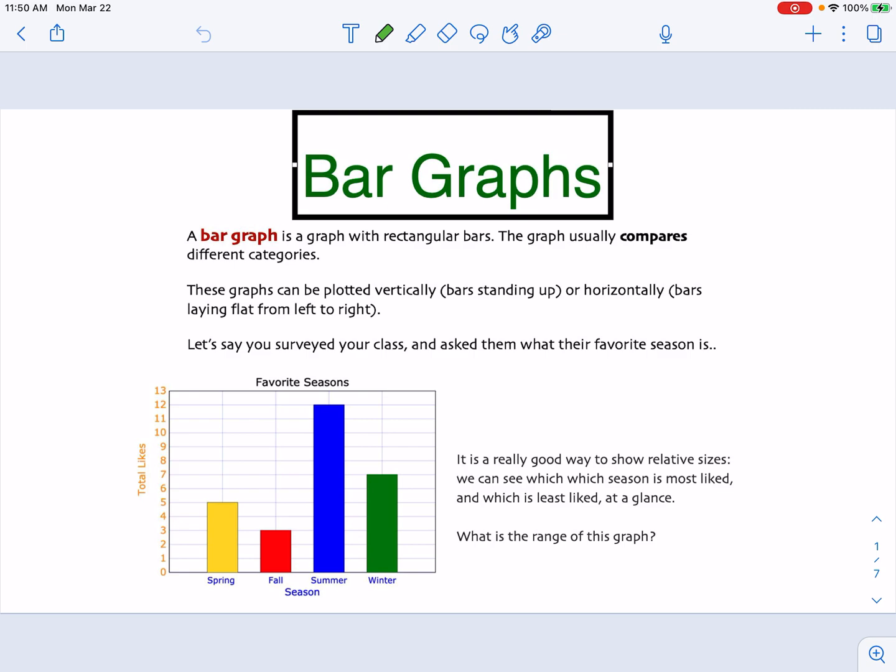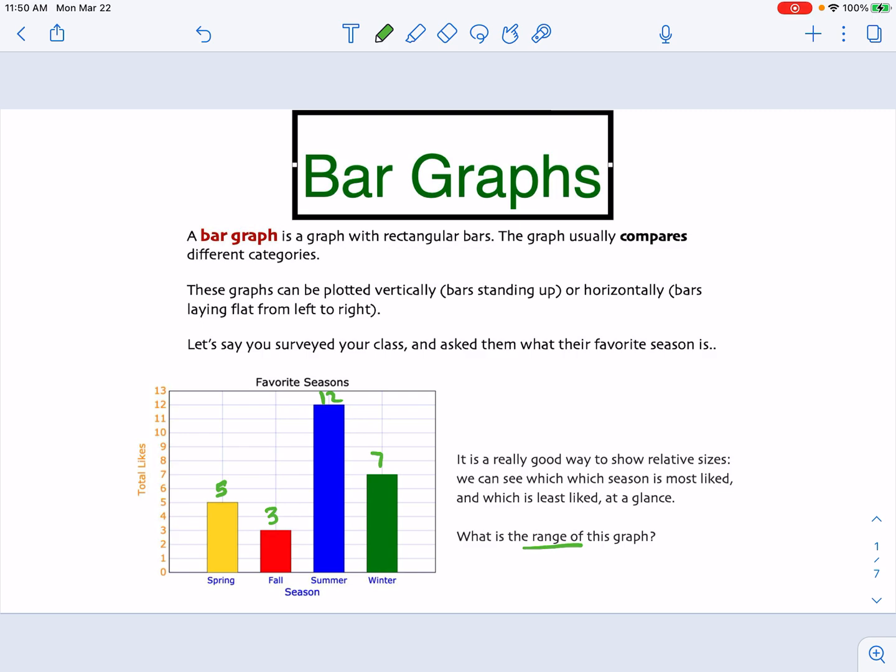So here we have our data collected. They could vote for spring, fall, summer, and winter. Looks like 5 said spring, 3 said fall, 12 said summer, and 7 said winter. So a bar graph is a really good way to show the relative sizes. We can see which season is the most and which is the least just by looking at it quickly.